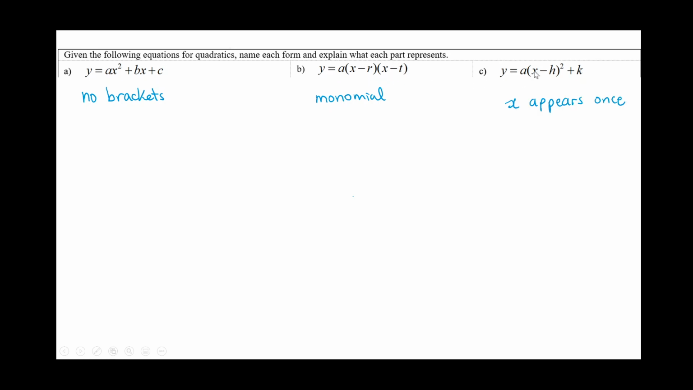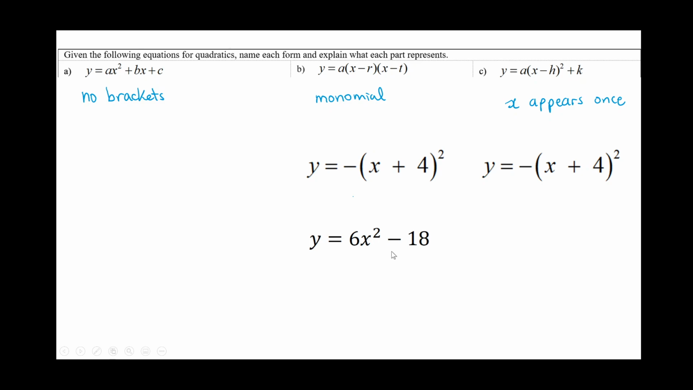And this one, x appears only in one spot, unlike in here, where there are x's in two spots, as well as here. There are two spots. So let's classify this particular one. First of all, because x appears only once, it could be classified under this category. It can also be classified under this category because it is a monomial. There's nothing added or subtracted after this term.